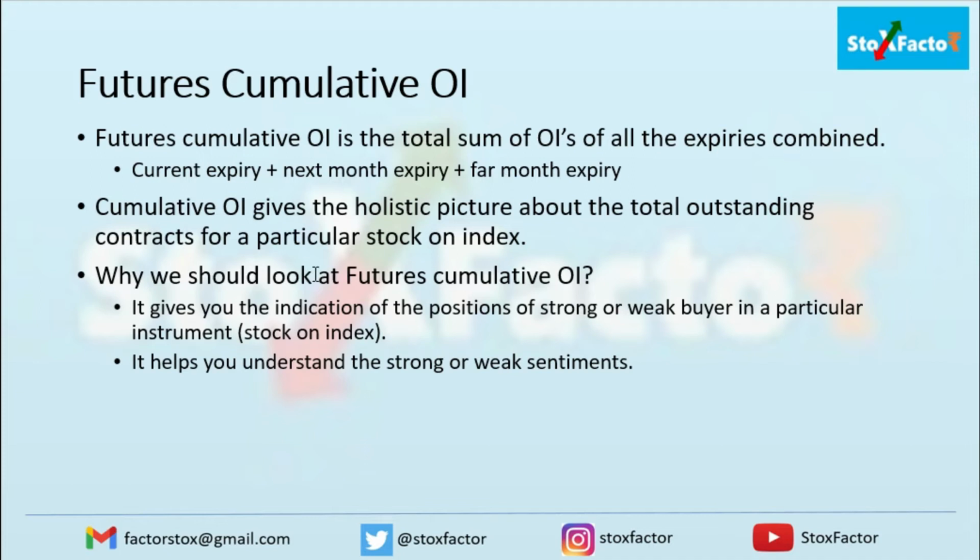So friends, now coming to the very important question: why should we look at the futures cumulative OI? Let me give you the answer. Try to understand that there are different kinds of players in the market, right? There can be a strong buyer and a weak buyer. So there are two types of buyers and similarly two types of sellers, weak seller and strong seller. The futures cumulative OI gives you the indication of the positions of a strong buyer or weak buyer.